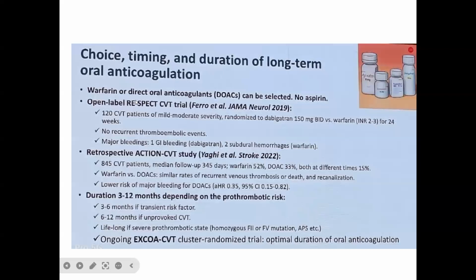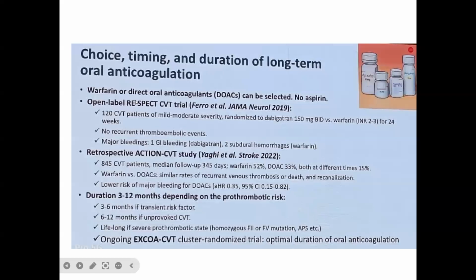Then next would be choice, timing and duration. Nowadays, the RESPECT CVT trial and the ACTION CVT trial are the two trials that concluded that novel oral anticoagulants, that is dabigatran, apixaban, rivaroxaban, all these newer oral anticoagulants, can also be used in cortical venous thrombosis, and have equal efficacy compared to the older drug, warfarin, with less risk of bleeding. So in a case of CVT, you can give a newer oral anticoagulant.